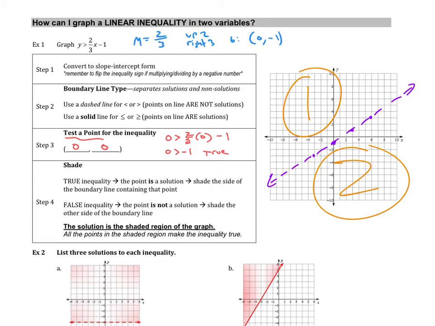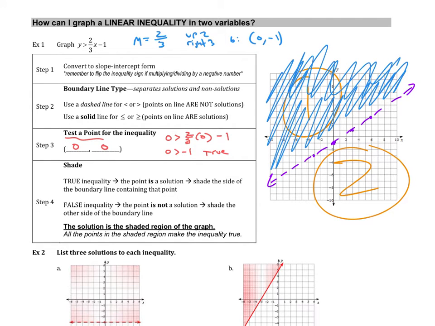So now what we do is we shade that side of the line. So the way it will probably look when you do it is you can shade it in different ways. I like to kind of just go like this.